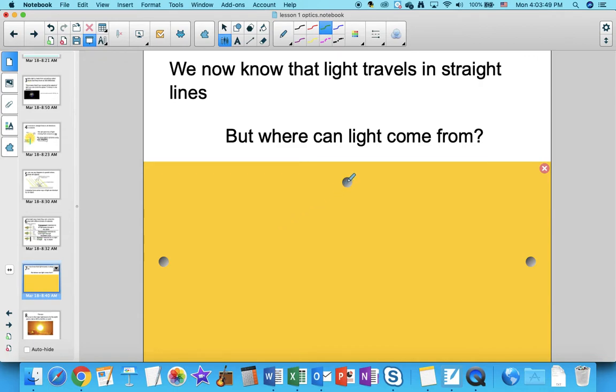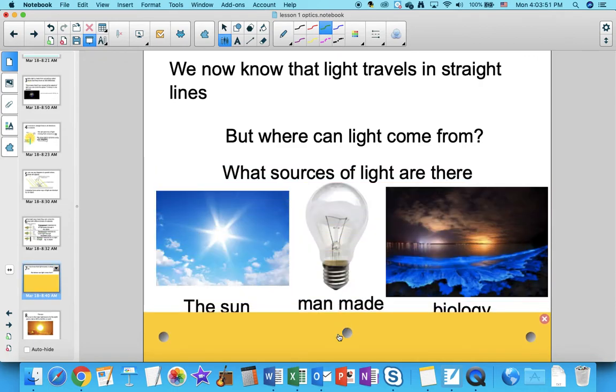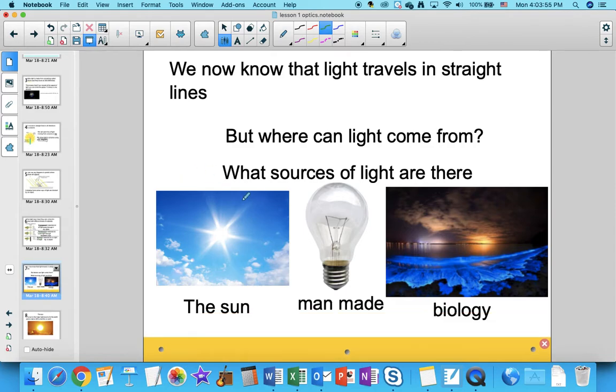Some of you may have already guessed this, but what sources of light are there? Well, some of you may have just said the sun. Some of you may have said man-made. But some of you may have even said through biology. Now this one's fun, I like that one. Right? So light can come from the sun, light can be man-made, and light can come from natural biology.